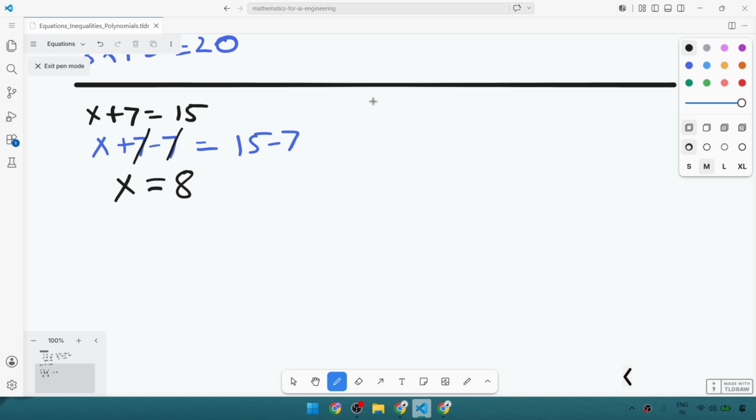Now let's see one more simple example. So here we have the equation which is x minus 4 equals to 10. Now how to solve it? Pause the video here and think about it. So to solve it, what we can do, we can simply add 4 at both the sides.